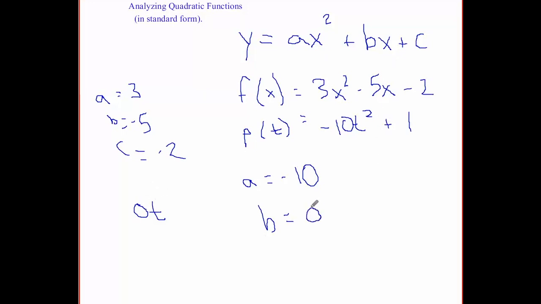So if you see that, it's still a quadratic function. It's still technically in standard form. It's just that your value of the middle term, b, is 0. And in this case, c would equal positive 1. So this is a quadratic function in standard form.